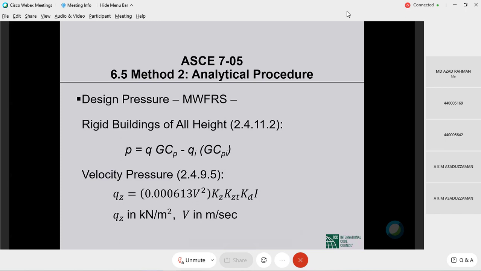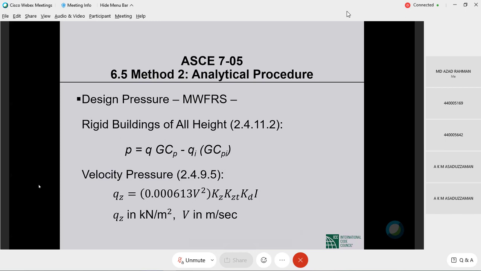Method two, analytical procedure. Again, I'll stay with the main wind force resisting system, at least mostly. Rigid buildings of all heights. So these are not flexible buildings. Gust effect factor is G, typically 0.85. For flexible buildings, gust effect factor is denoted as G sub F. This is just a matter of notation.